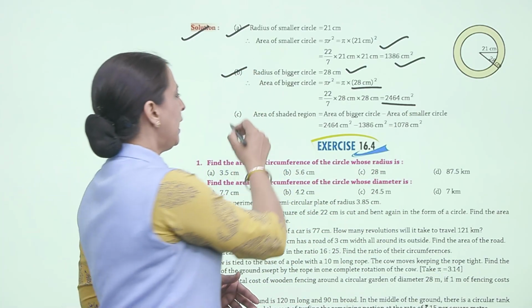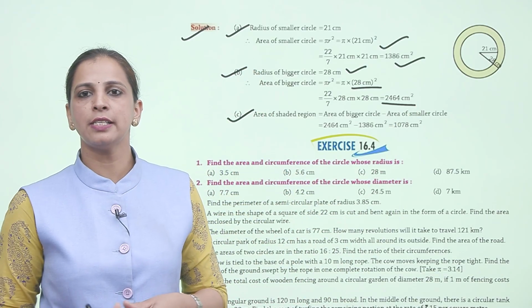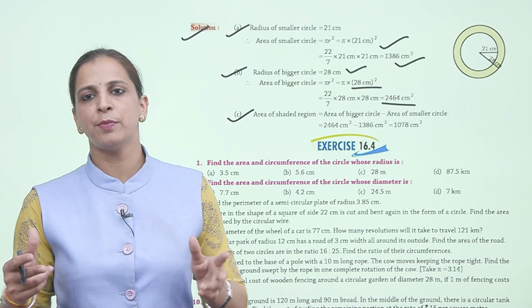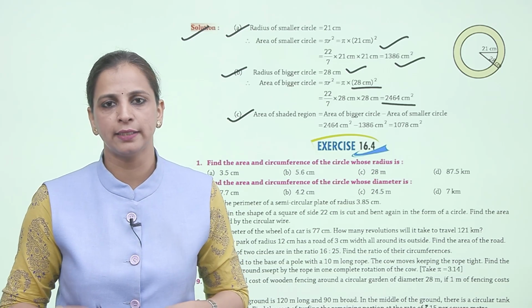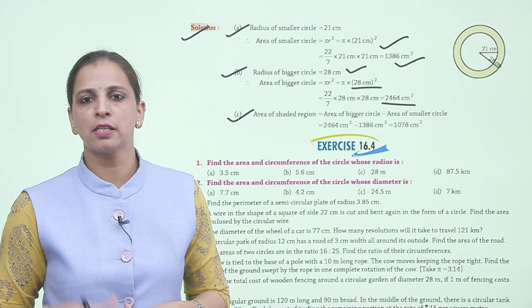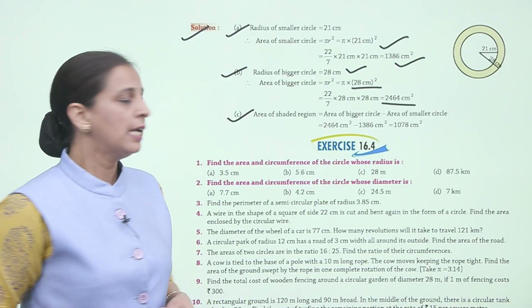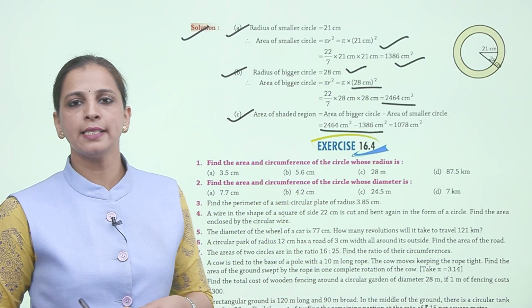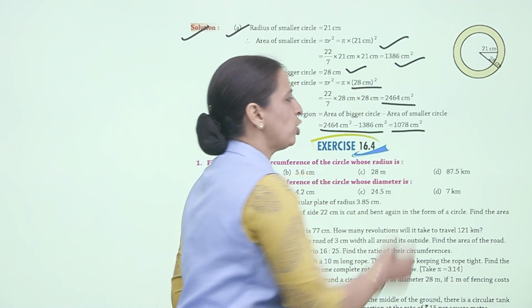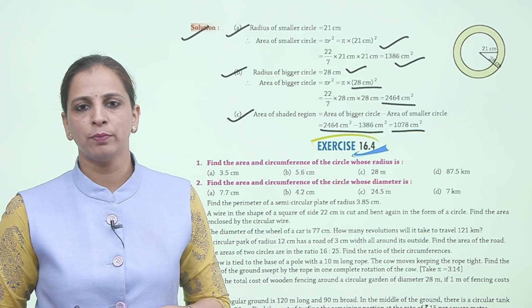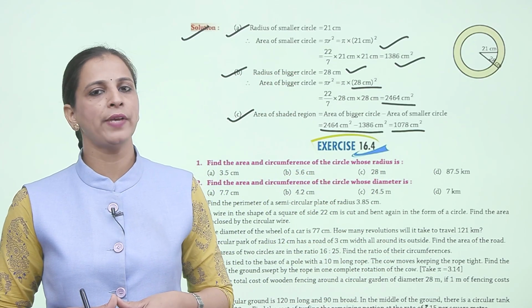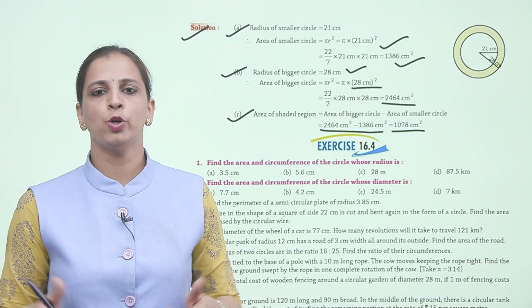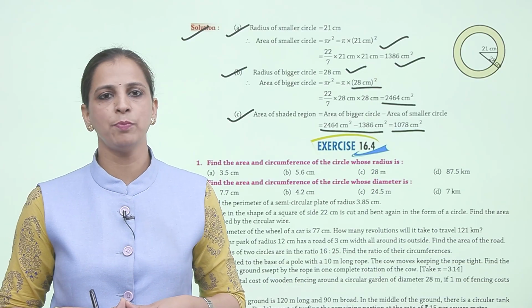Now c is area of the shaded region. Shaded region क्या है, बड़े वाले सर्कल के एरिया में से छोटे वाले सर्कल का एरिया माइनस कर देंगे, that is area of bigger circle minus area of smaller circle, that is 2464 centimeter square minus 1386 centimeter square is equal to 1078 centimeter square. तो बच्चों सेम मेथड को यूज करते हुए एक्सरसाइज आप खुद ट्राई करेंगे. आई होप आपको चैप्टर समझ आया, इसका रिवीजन आप खुद करेंगे.